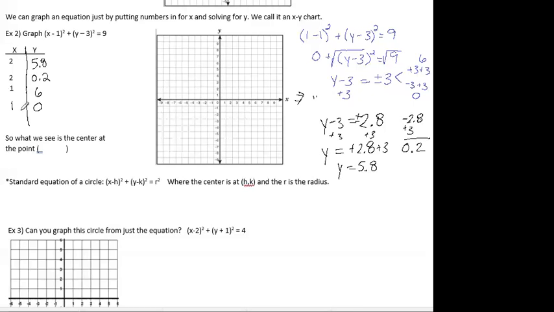Okay, so I'm going to plot these points. I have 1, 0, and I have 1, 6. And then I have 2 and a tiny number and 2 and 5.8. Yeah, it did not work out at all because you can't tell where the center is. 3, give me just a second.